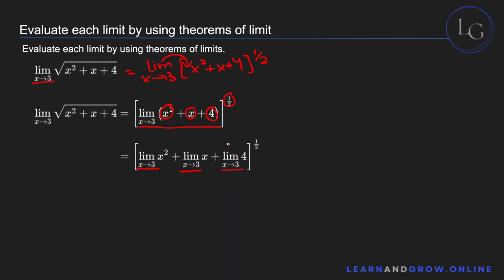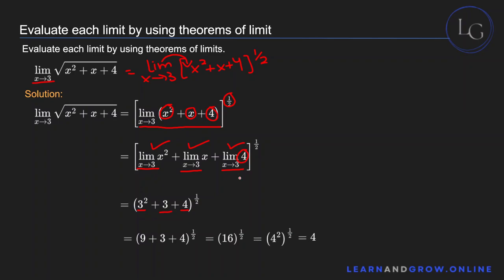Now this term over here becomes 4 because again it's a constant. You cannot apply a limit on it. But these two you can apply the limit on. So the x squared becomes 3 squared. The x becomes 3 and the 4 remains as it is. So this becomes 9 plus 3 plus 4 to the power 1 by 2. And that becomes 16 to the power 1 by 2, which is just under root 16, and that is equal to 4, right? And so these are just very simple problems by using the theorems of limits that we've discussed.